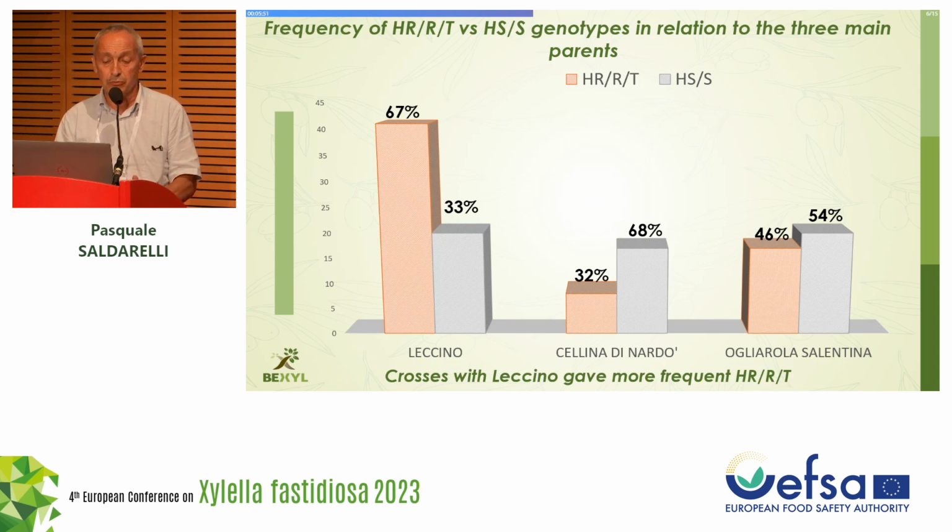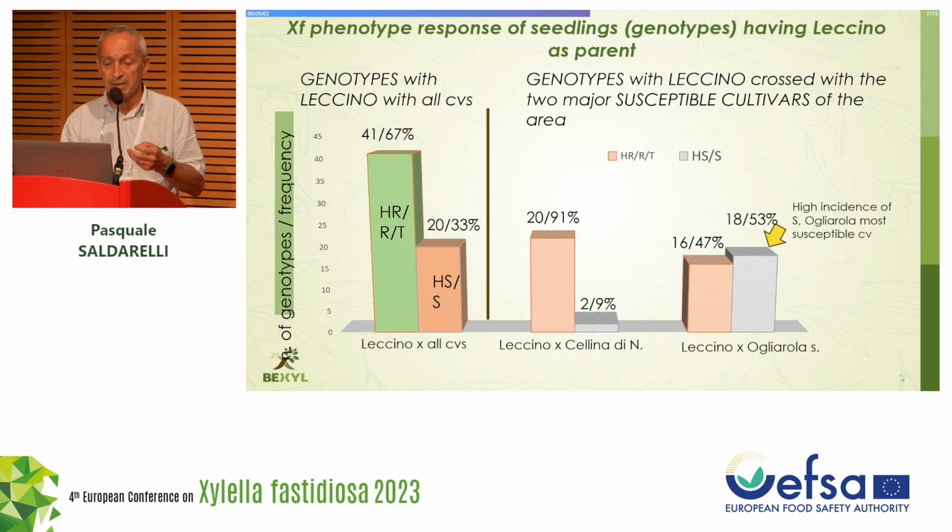Then from this analysis, we evaluated how the crosses of each one of the three most frequently detected cultivars contribute to the observed phenotypes. What we observed is that when Leccino is a parent of the cross, we got 67% of highly resistant and tolerant seedlings, while this is not true when one of the two susceptible cultivars, Cellina di Nardò and Ogliarola salentina, was a parent. So crosses with Leccino gave more frequent resistant seedlings.